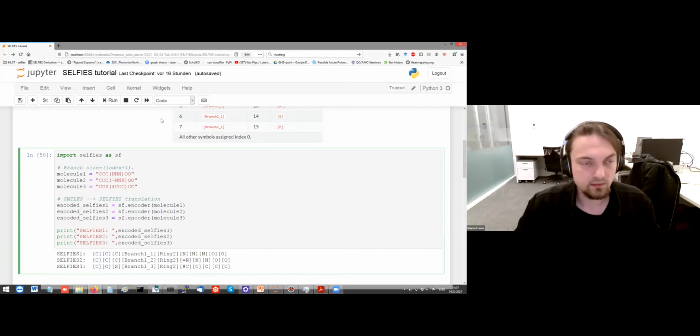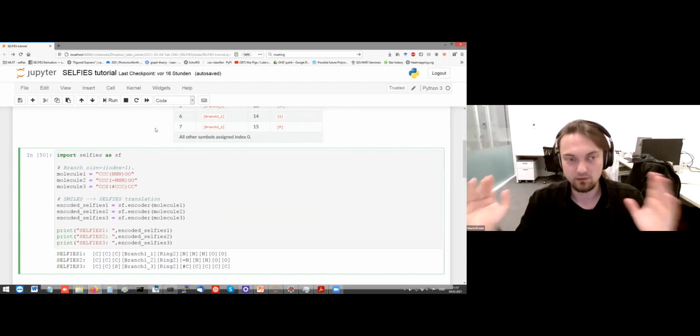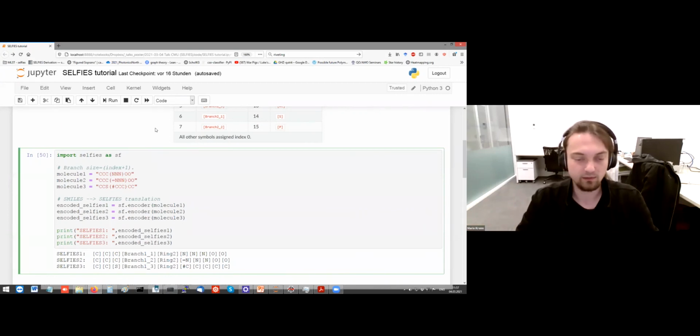So as I said, SELFIES is super simple to install. You just write pip install selfies. You don't need any other dependencies. I think we need NumPy, but that is the only thing.